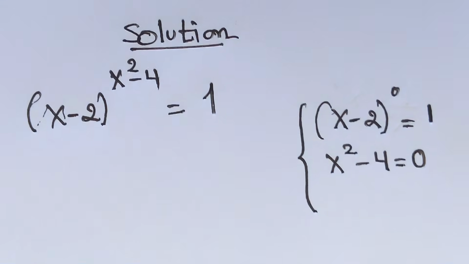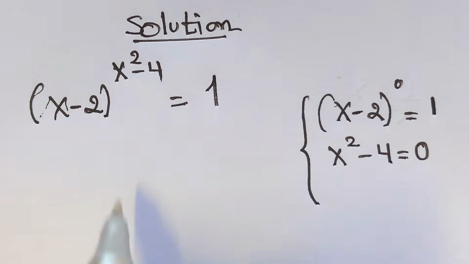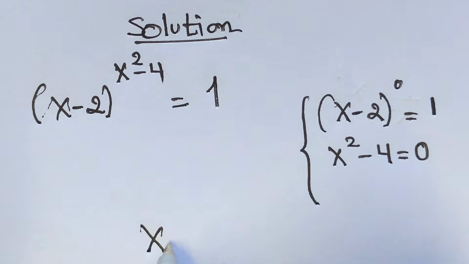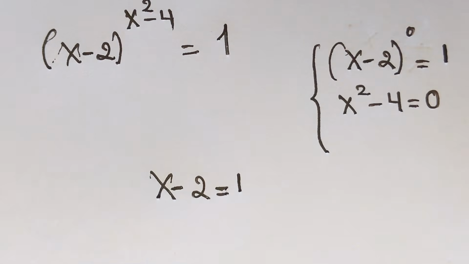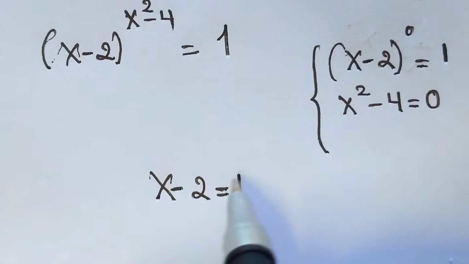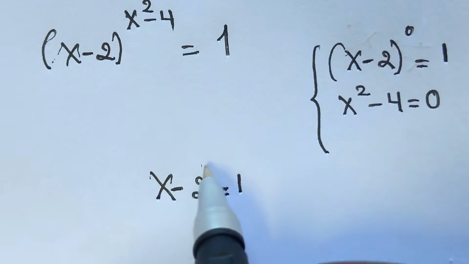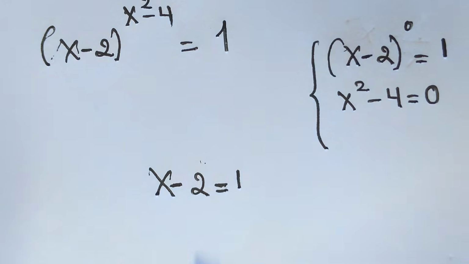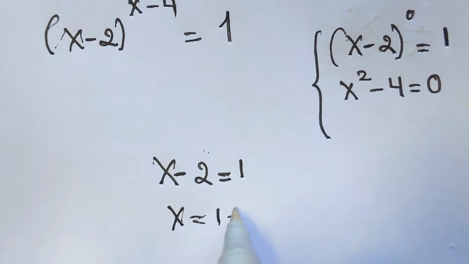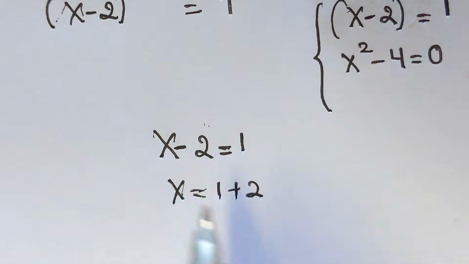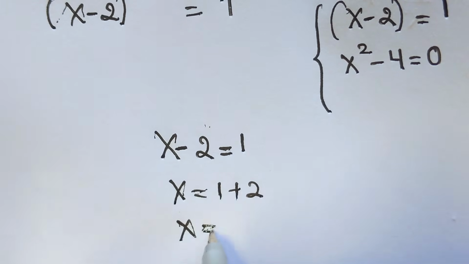We can solve them by taking x minus 2 is equal to 1, because 1 power anything is equal to 1. At that moment, we shall say that x will be 1 plus 2, and of course, we shall say x equals 3.